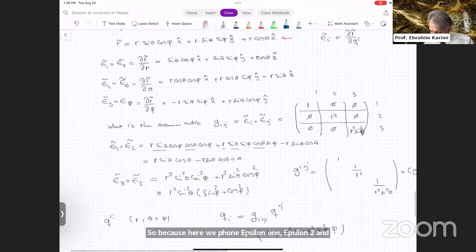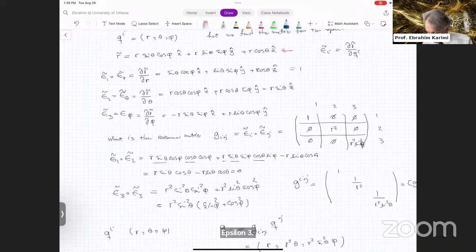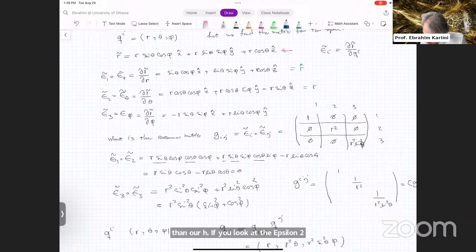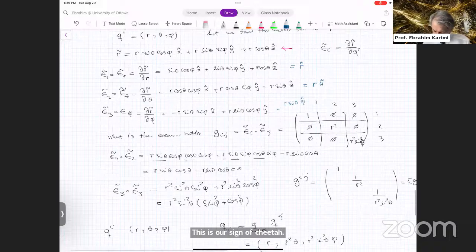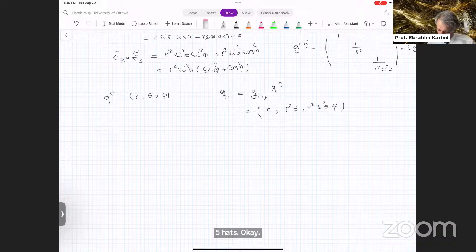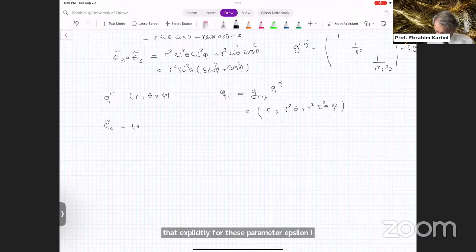If you look at epsilon 1, this is nothing more than r hat. Epsilon 2 is equal to r theta hat. And epsilon 3 is r sine of theta phi hat. So remember that explicitly for these parameters, epsilon i was rho hat, r hat, r theta hat, and r sine of theta phi hat.